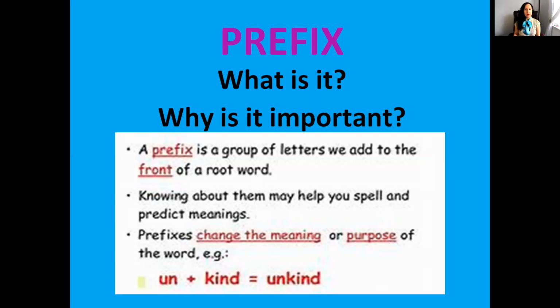For example, un plus kind equals unkind. You see how it changes the meaning or the purpose of the word? Kind, that's the key word, and un is the prefix. So, which makes it unkind. Does everyone know what that means? Well, I'll show you how.